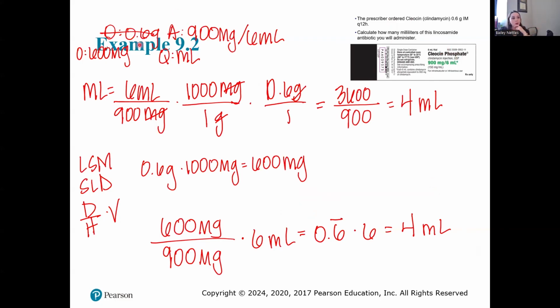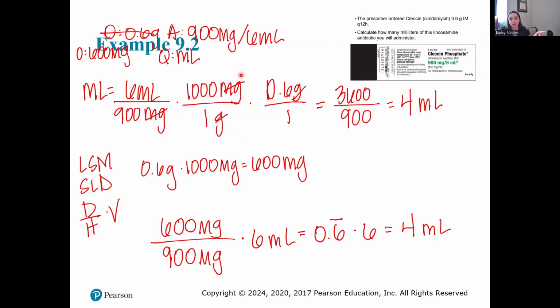So my order is 0.6 grams. My available is 900 per 6. And my question is asking for milliliters. So I put it over here, 1 milliliter. I put my milliliter. I have 6 milliliters equals 900 milligrams. Beautiful. Perfect. Great. Do I have milligrams? No, I do not. I have to throw in a conversion.